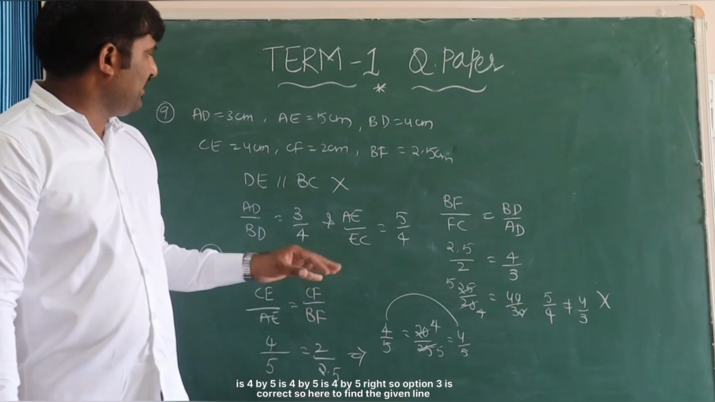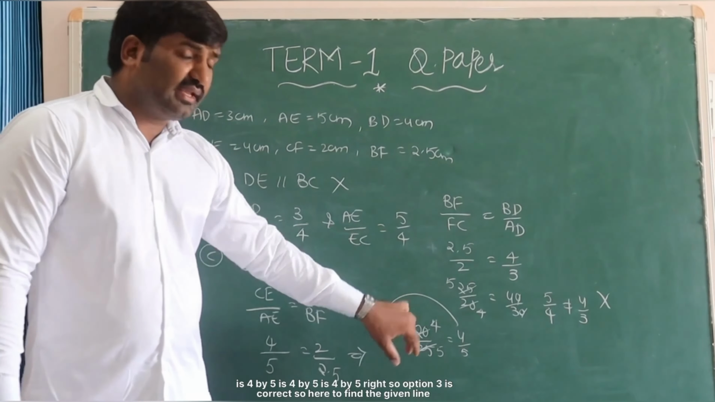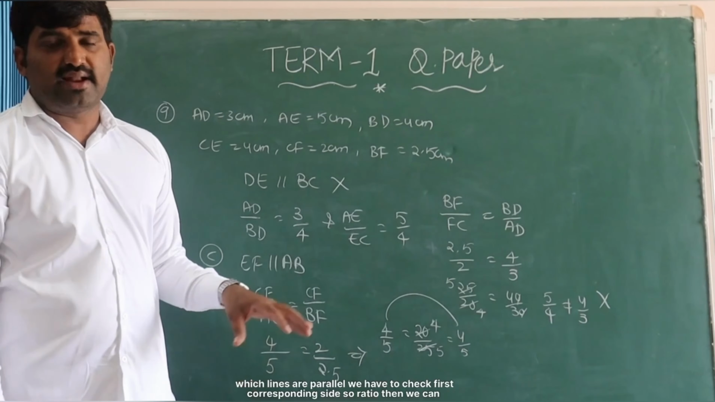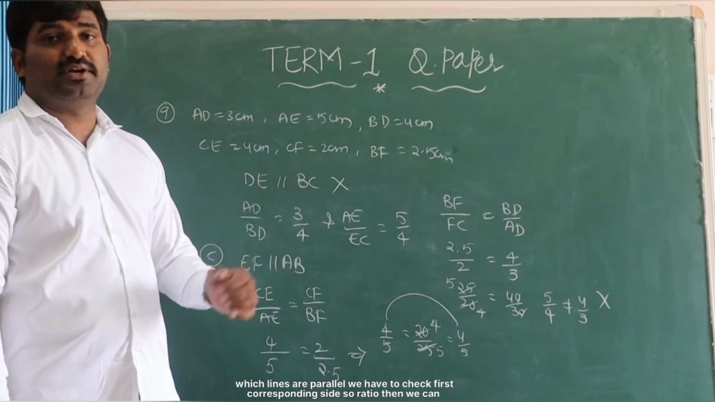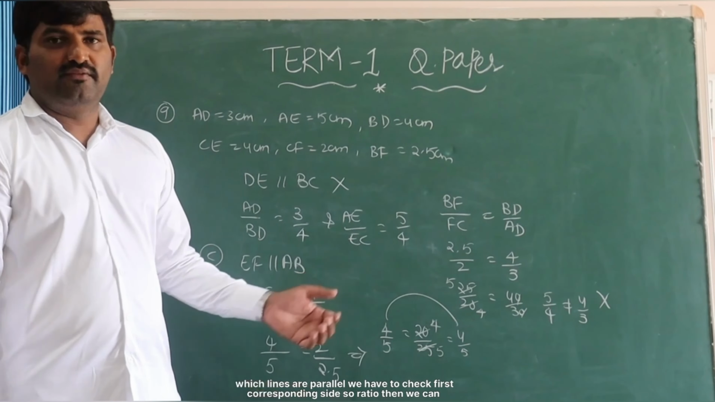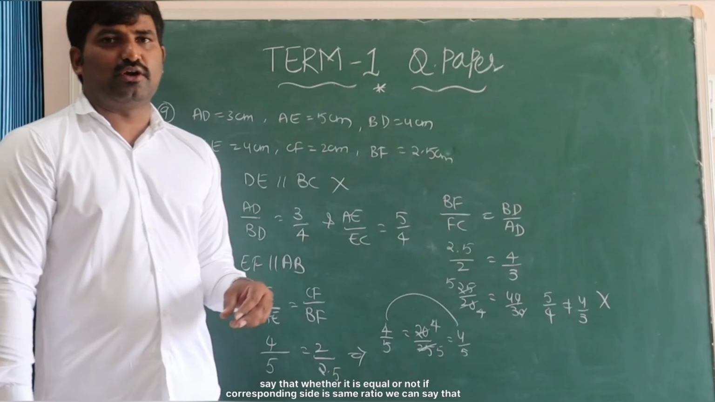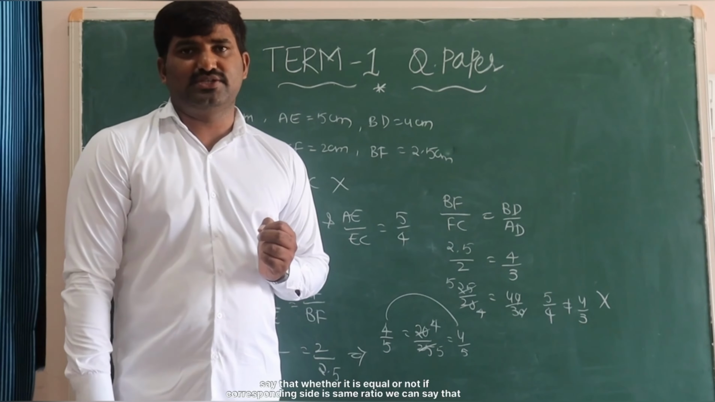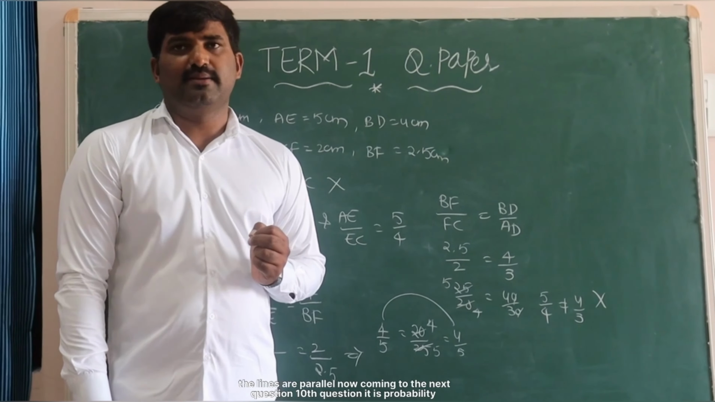So to find which lines are parallel, we first have to check the corresponding sides' ratios. Then we can say whether they are equal or not. If the corresponding sides are in the same ratio, we can say that the lines are parallel.